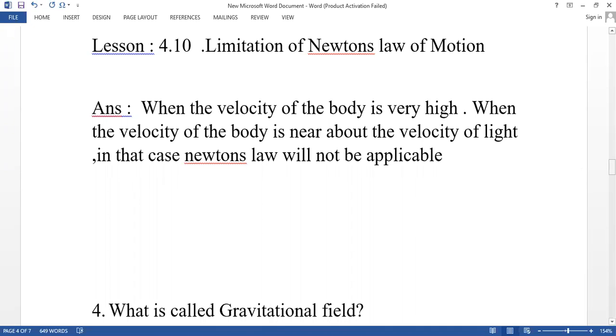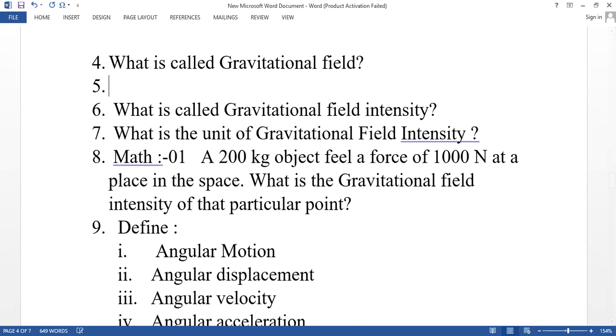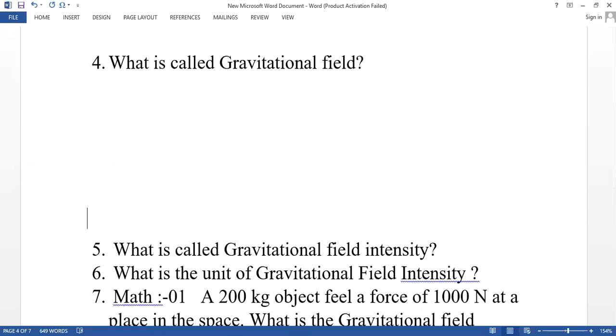So now my next question is, what is called gravitational field? It is not related to this chapter, but in your book it is given. It is related to chapter 6 in your book, but in this chapter also it is given here. So gravitational field, what does it mean?